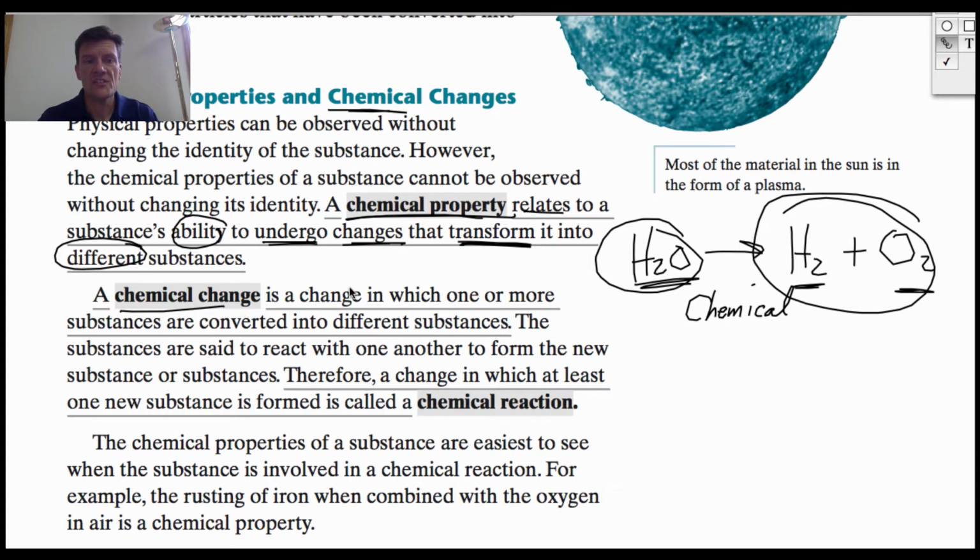So a chemical change is a change in which one or more substances are converted into different substances. And that usually occurs when you have a chemical reaction. So take a second and make sure you write these definitions down, okay?